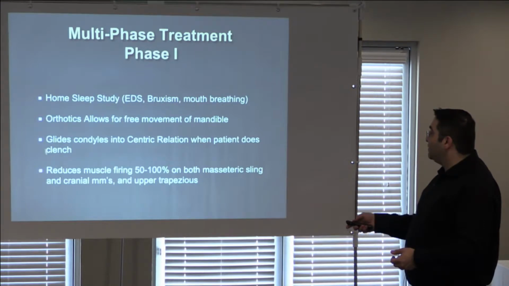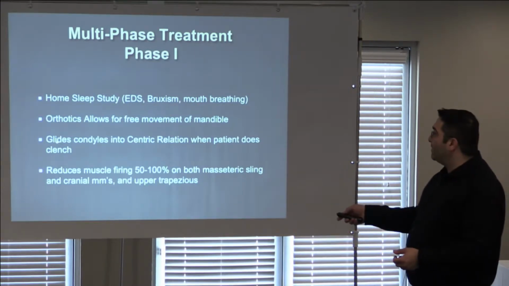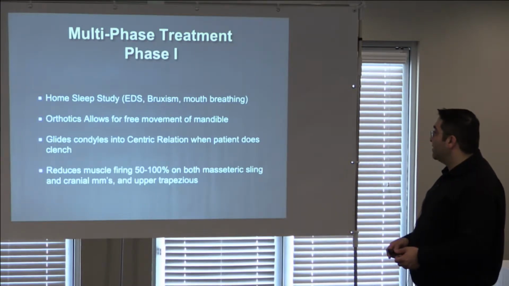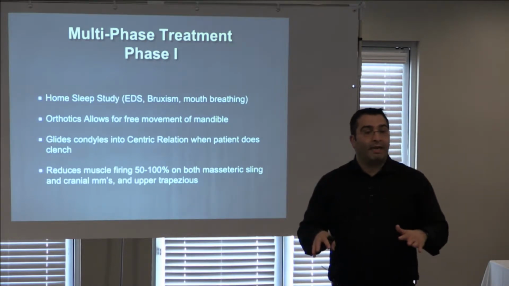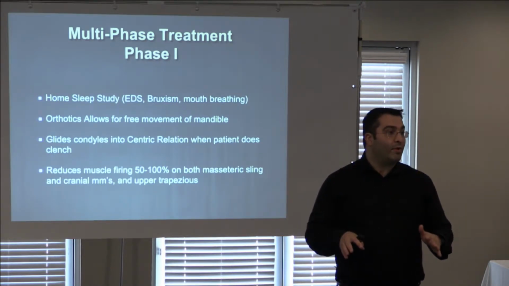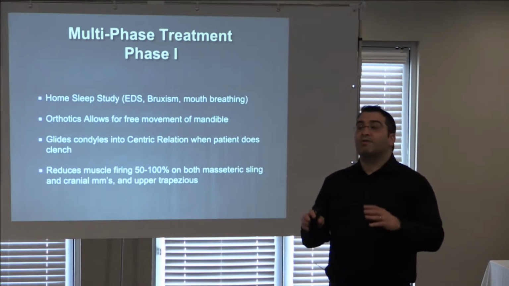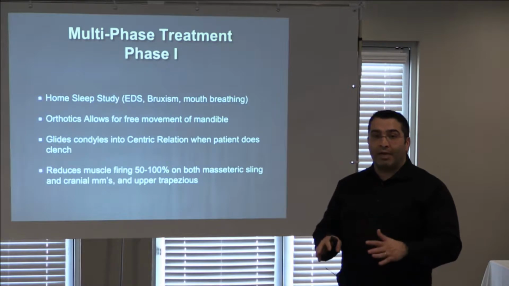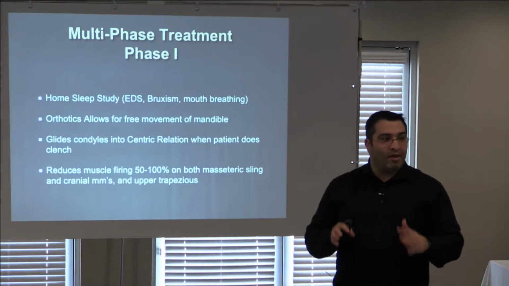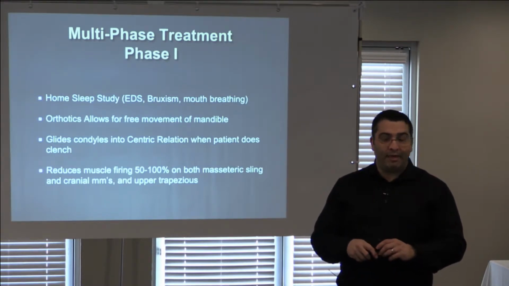I want to be able to glide at nighttime. I want to be able to glide the condyles into centric relation, and then once they get there, I want to be able to reduce their muscle firing 50 to 100%. I never promise anybody that I'm going to stop them from clenching their teeth for the rest of their lives. Okay? There are so many reasons why we clench our teeth. We're still learning every week, it seems, of another reason why we clench our teeth, right?